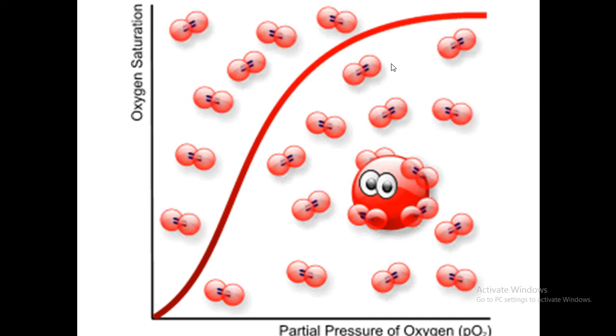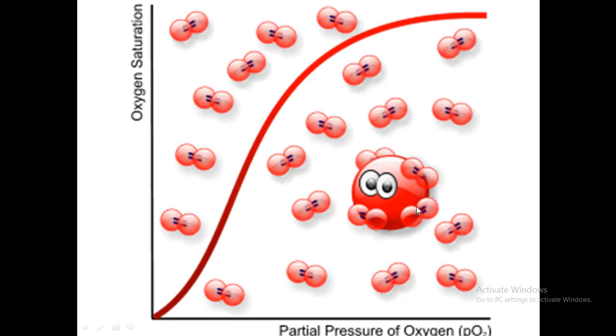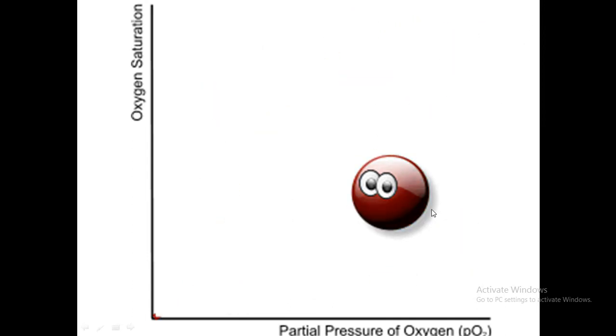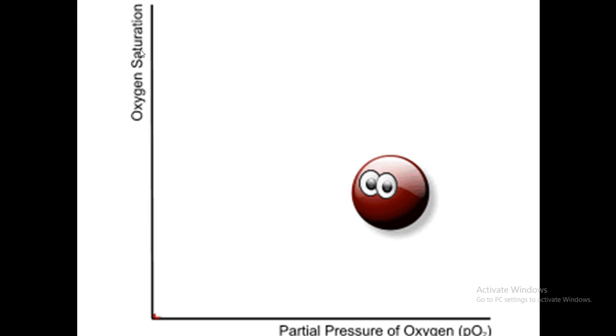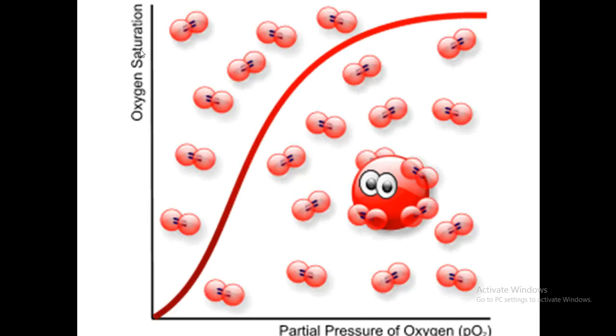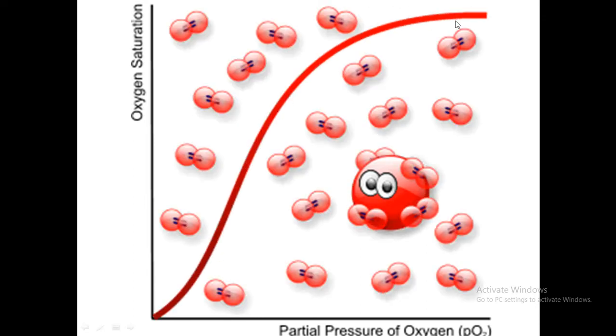This is an animation to show how the hemoglobin molecule, this one, is carrying oxygen, and it carries oxygen up to its maximum, that is, until it is completely saturated with oxygen molecules. As the hemoglobin oxygen saturation increases, this graph increases.